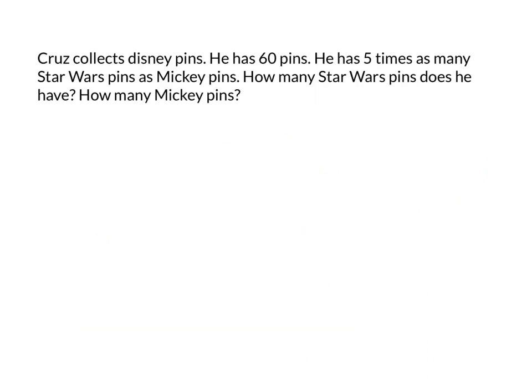Here's a similar problem that you can try at home. It says Cruz collects Disney pins. He has 60 pins. He has 5 times as many Star Wars pins as Mickey pins. How many Star Wars pins does he have? Remember, you want to think about the problem in your head. Think about what it's asking you. Then draw a bar model to help you make your plan, and then figure out which operations you're going to use to solve your problem.